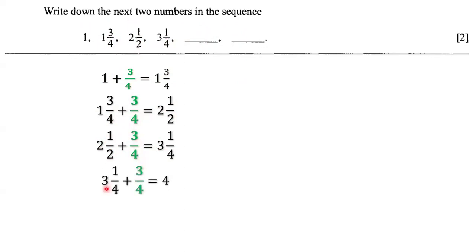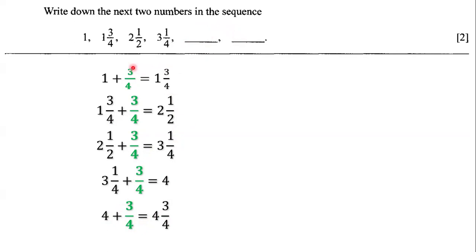So we have 3 and 1 over 4, and we add 3 over 4, and that gives us 4. And so that means that the next term is going to be 4. And so we're going to take 4 and we're going to add 3 over 4 to it. And so we have 4 plus 3 over 4, and that gives us 4 and 3 over 4, which means that the next two terms in the sequence are going to be 4 and then 4 and 3 over 4.